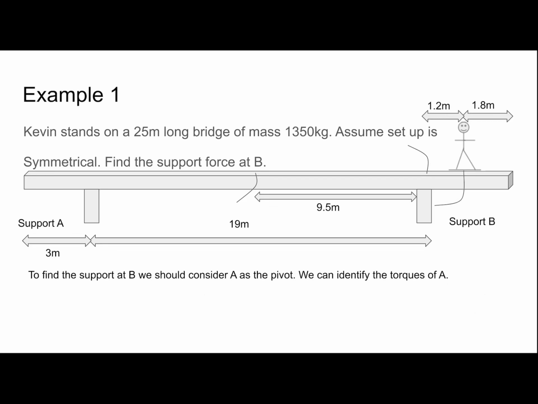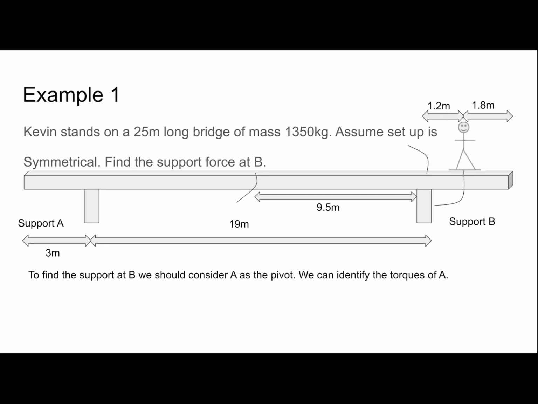So let's say we said support B was the pivot. If we said support B was the pivot, then there'll be a problem, because if we're trying to find the force at support B, and support B is the pivot, then there's no distance between the force and support B. The force of support B is in the exact same place as support B. So there's actually going to be no torque there. Anything multiplied by 0 is still 0.